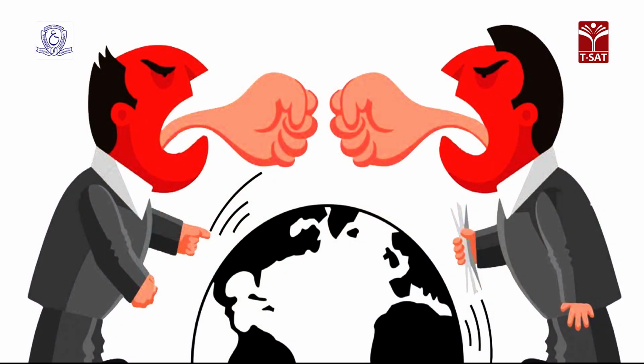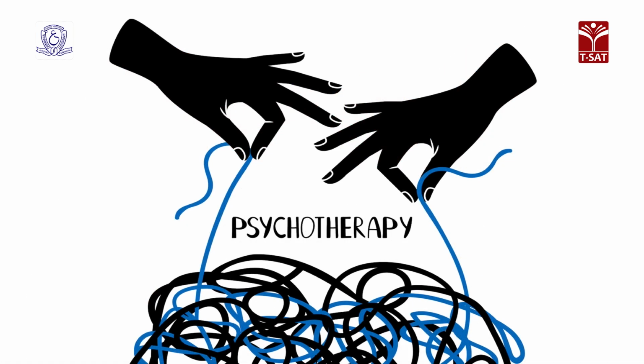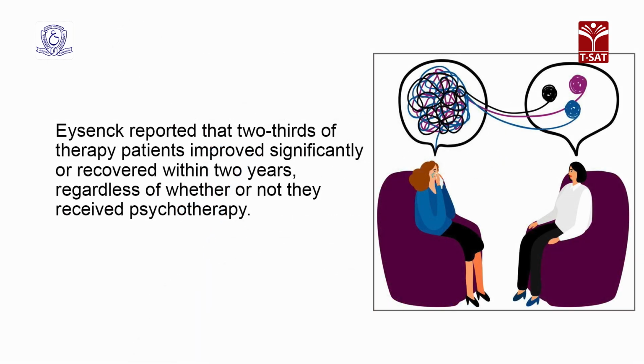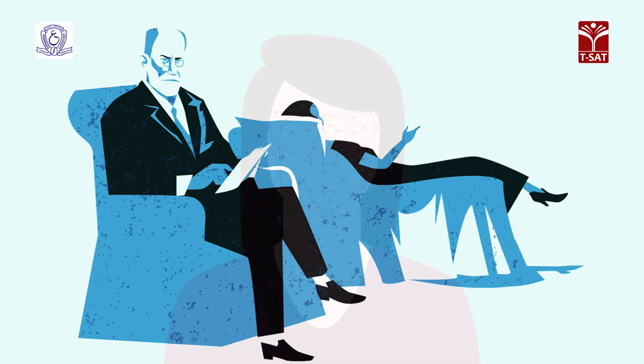One of the earliest controversies revolved around a paper he wrote in 1952 on the effects of psychotherapy. Eysenck reported that 2/3 of therapy patients improved significantly or recovered within 2 years, regardless of whether or not they received psychotherapy. He was also a vocal critic of psychoanalysis, dismissing it as unscientific.